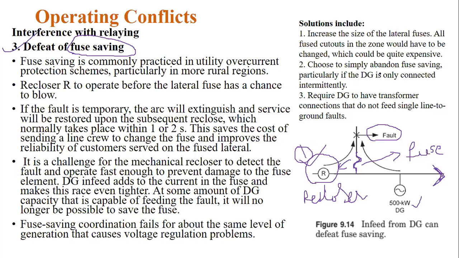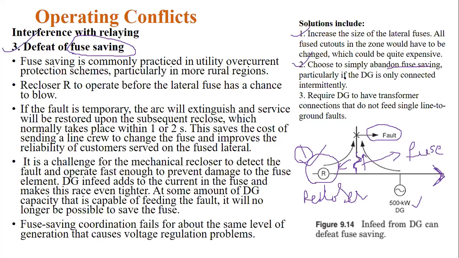What is the second one? There are some different solutions to saving the fuse here. We have three different solutions to save this fuse from fault conditions. See, first one, to increase the size of the fuses. What is the size here? Not this one, the rating of the fuse, to increase the rating of the fuse. Then what is the second one?